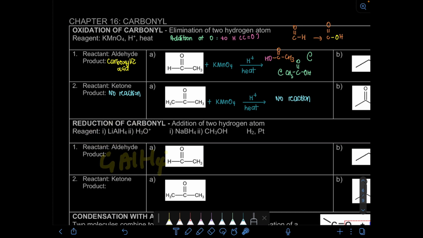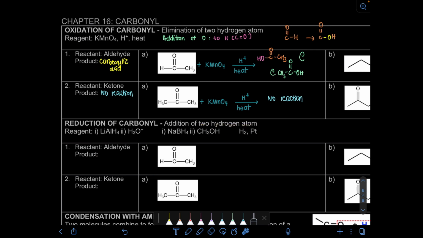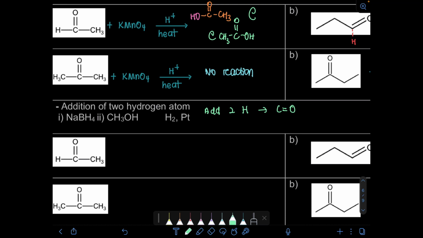Leha ni jangan lupa dengan H3O+. Okay, so let's look first at what is the addition reaction? So the addition reaction is that we're going to add 2 of our hydrogen. So satu add hydrogen tu is actually pada C double bond O, kita akan add hydrogen to the double bond O, jadilah COH. So how about the another hydrogen?